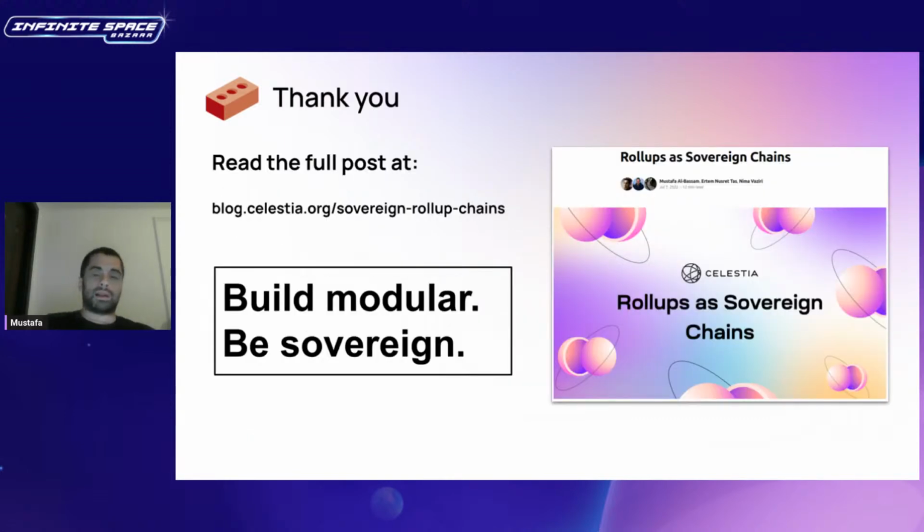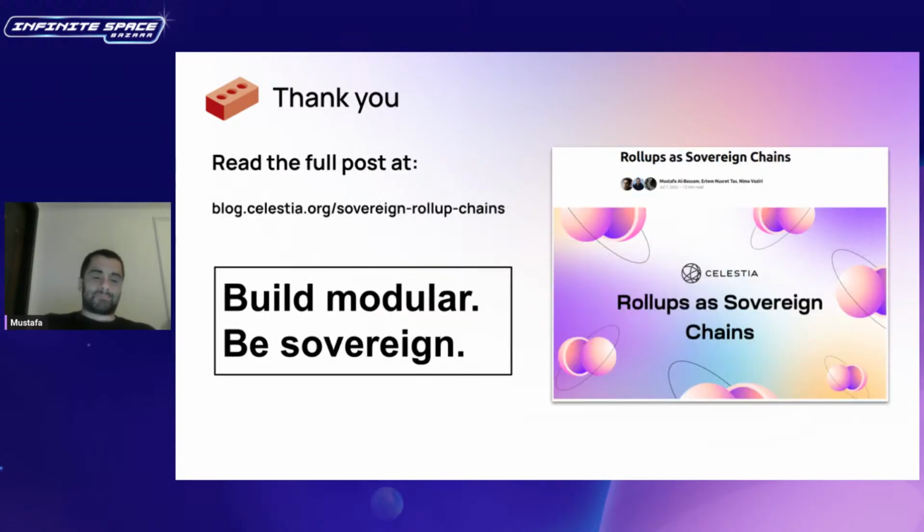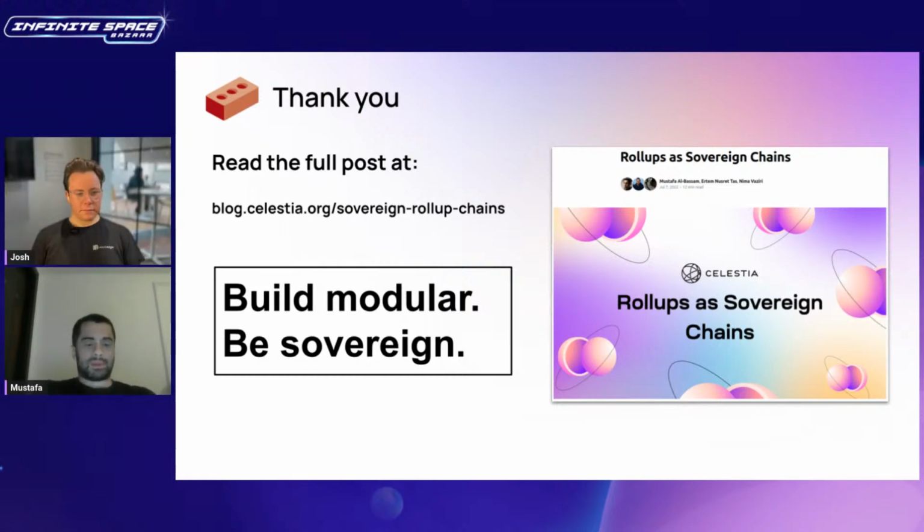So if you want to learn more about the theory of sovereign rollups, you can check out this blog post. And if you want to dig into implementation, you can check out these frameworks. They're still very early on. I think Sovereign SDK is in devnet, and Rollkit is still more in the testnet phase. But as they mature, I expect to see more sovereign rollups. Thank you, everyone. I'll open it to questions if there are any.